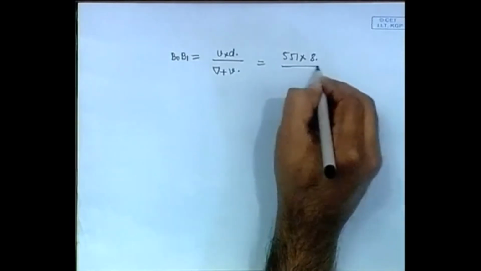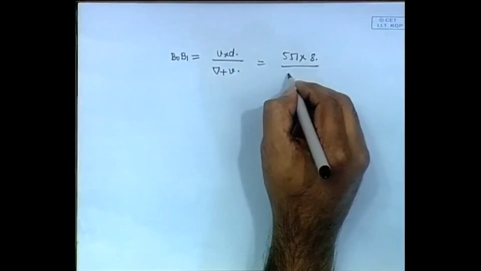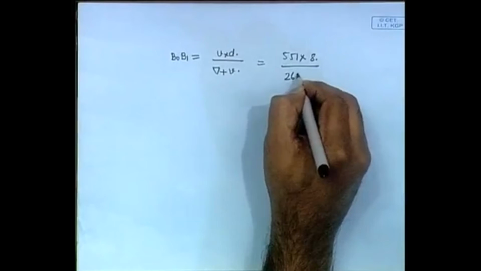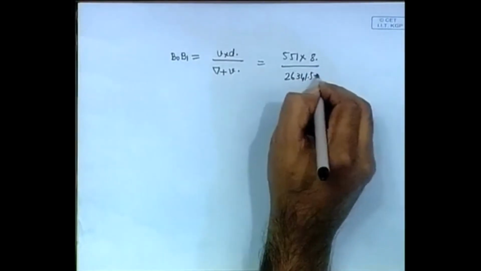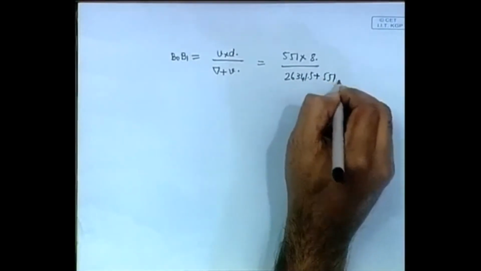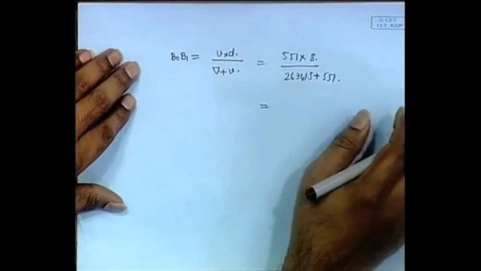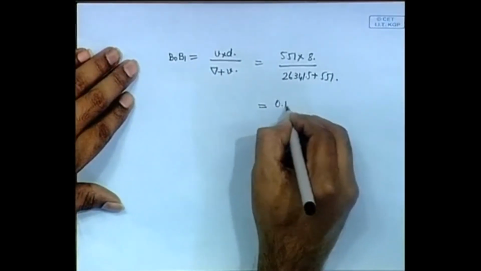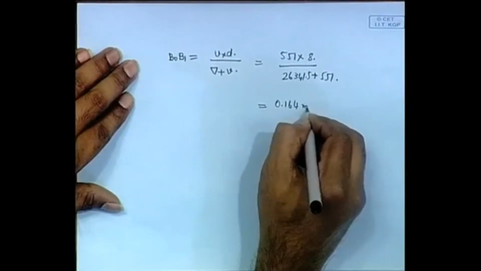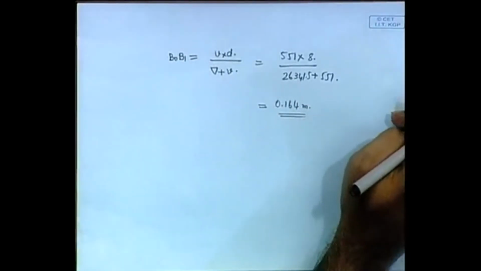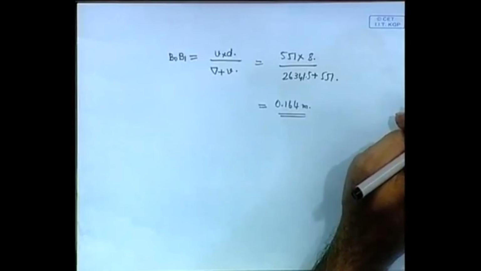So this will give you the B0 B1 divided by this 2634 1.5 plus 551. So when you do this, you will get your B0 B1, the distance through which the center of buoyancy has shifted, 0.164 meter.